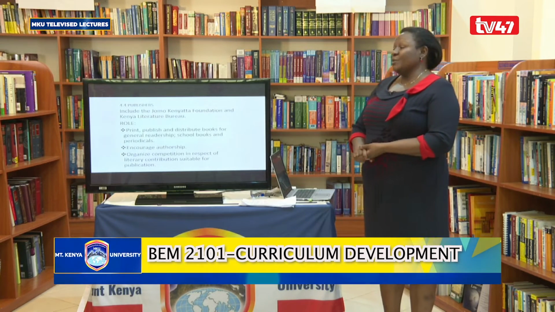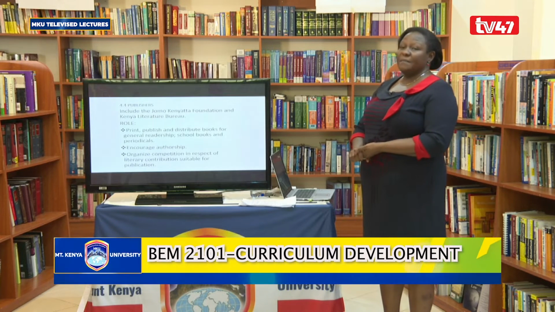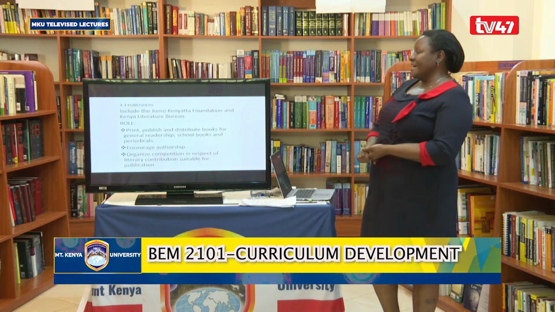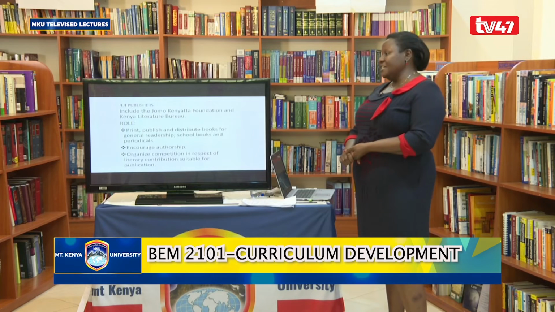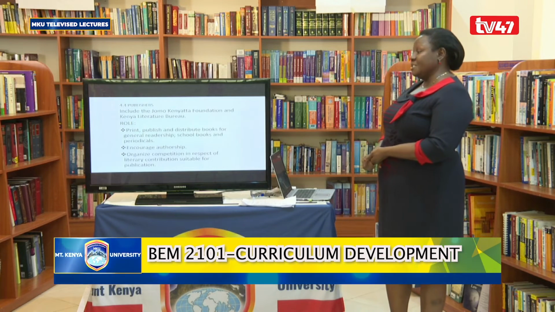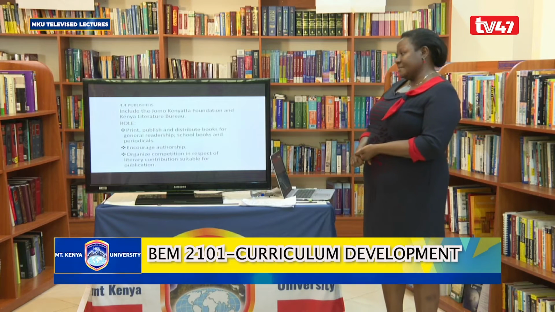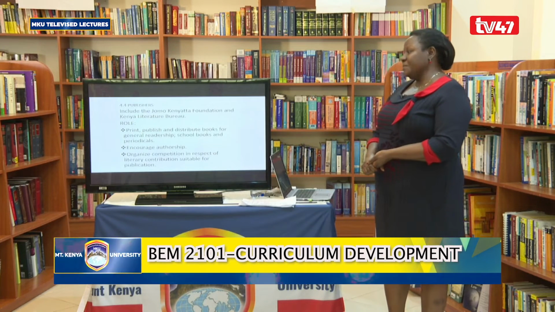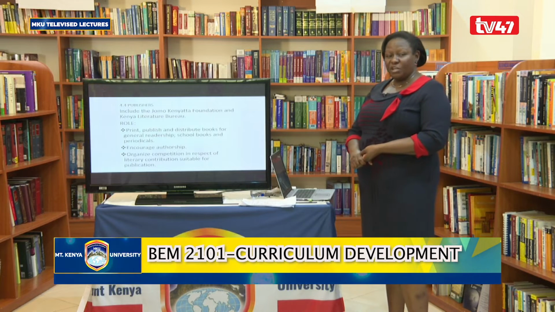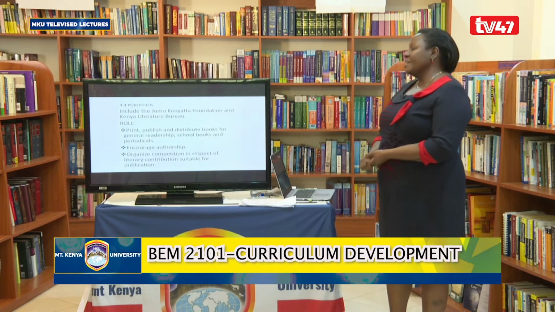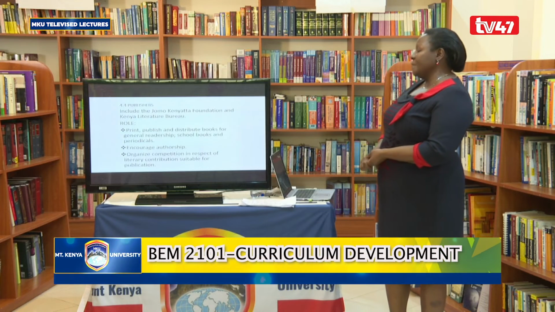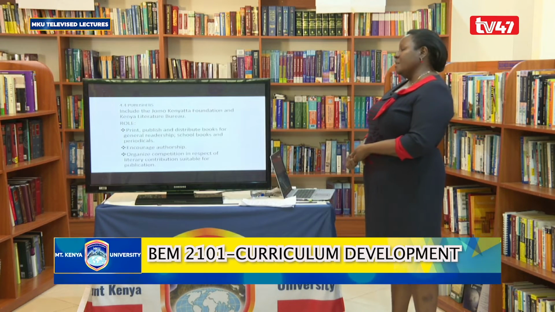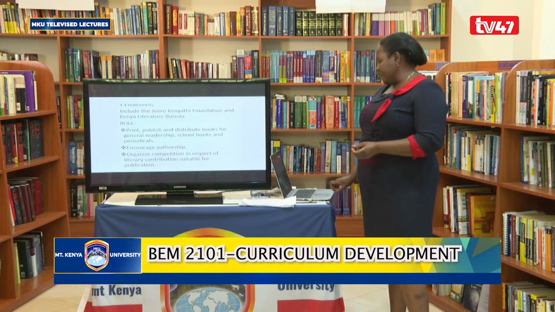The other agents that we have are the publishers. The publishers, we have the Jomo Kenyatta Foundation and the Kenya Literature Bureau. Their role majorly is to provide the print media. They publish and distribute books, the school books, the periodicals to schools. They also encourage authorship, the teachers to write books, individuals to write books, and they organize competition in respect of literary contribution suitable for publication.